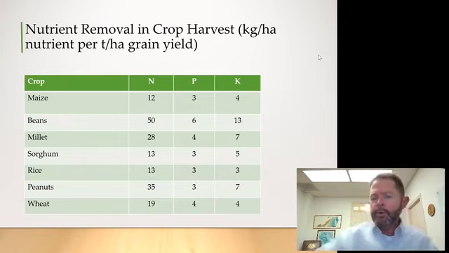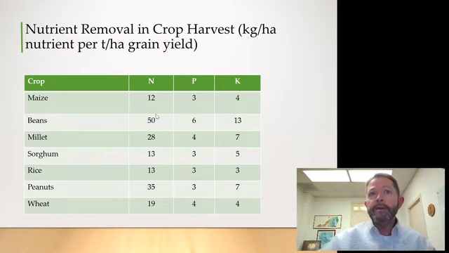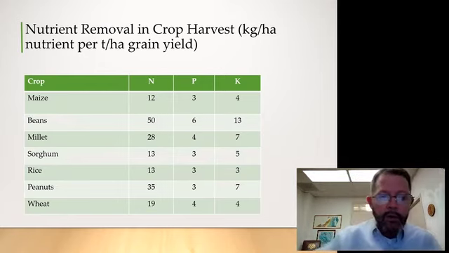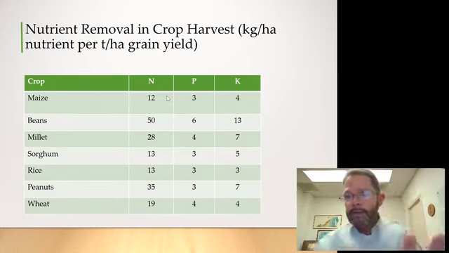Let's talk about nutrient removal. In crop harvest, this is the amount of nutrients, NPK, we would remove per ton per hectare of grain yield. So you can see the values differ. For beans and peanuts, which are both legumes, the nitrogen removal is higher. Now, of course, when those plants are fixing nitrogen, they can supply a good bit of that nitrogen. And so just kind of keep these numbers in range.